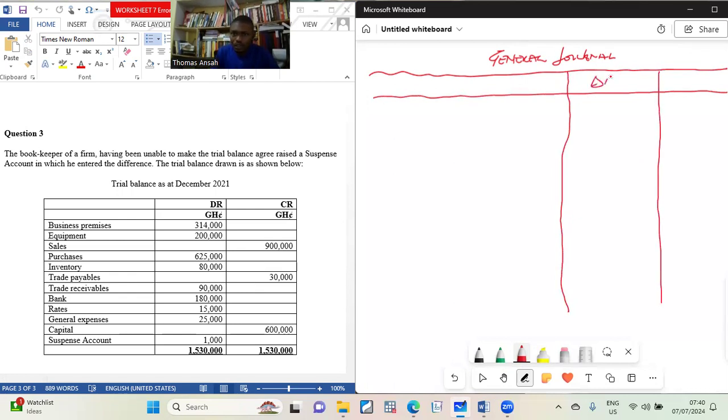So these are debits. We put in our Dr sign. These are credits. We put in our Cr sign.